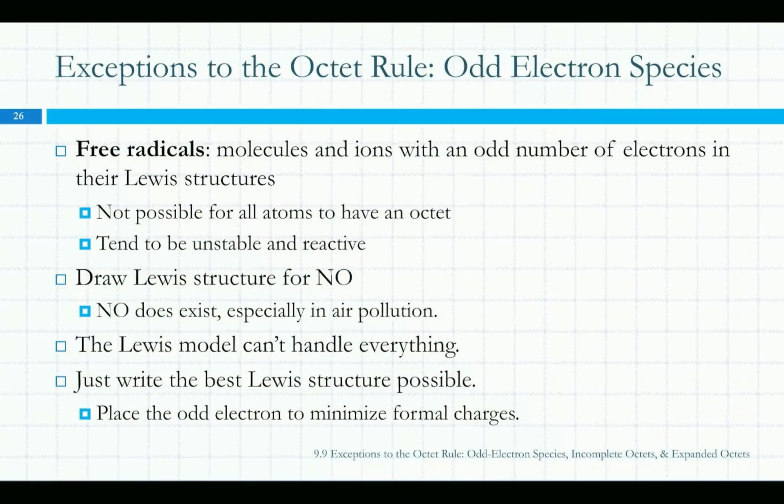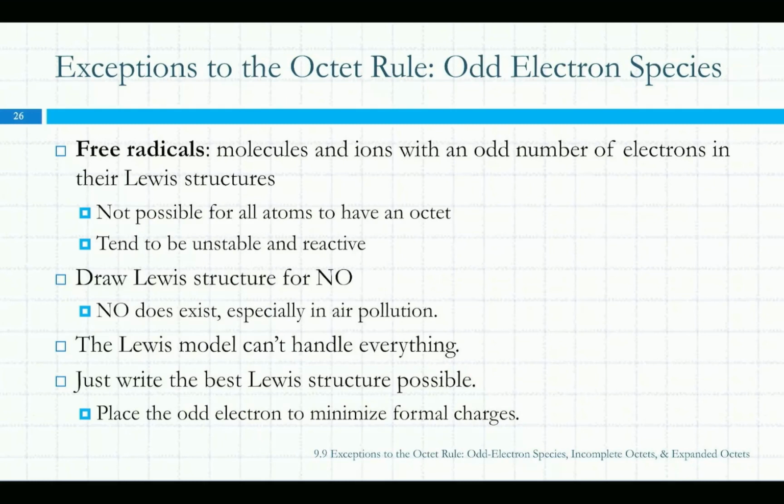Okay, so this is weird. Free radicals are weird. They can only happen in ions or molecules with odd numbers of electrons. When you have an odd number of electrons, it's not possible for all atoms to have an octet because there's going to be one odd electron somewhere. They tend to be unstable and reactive.